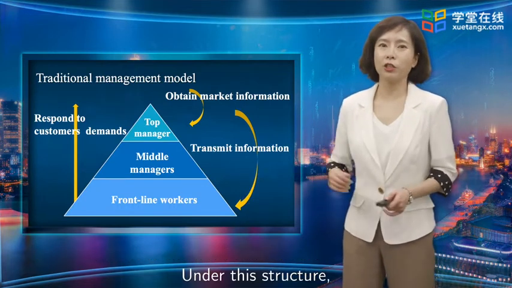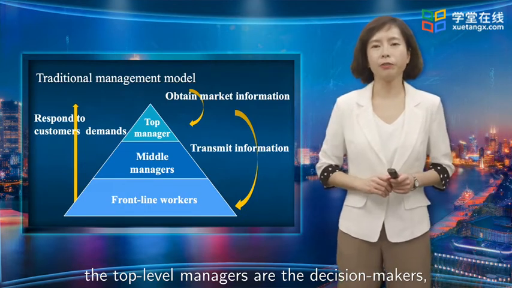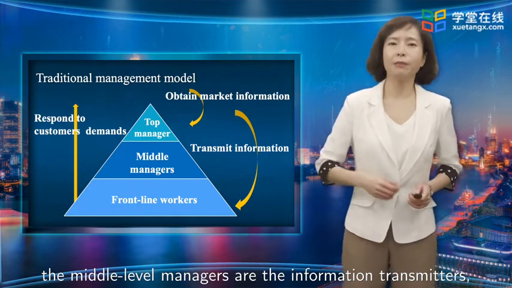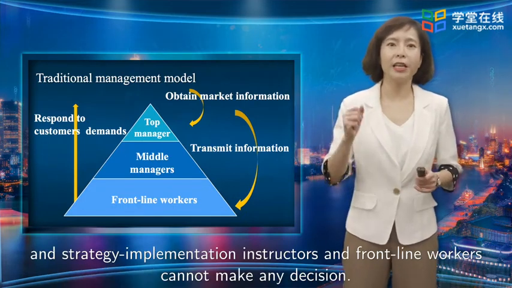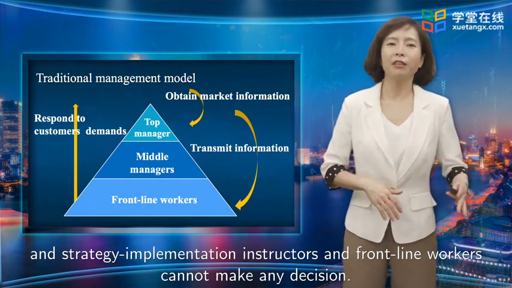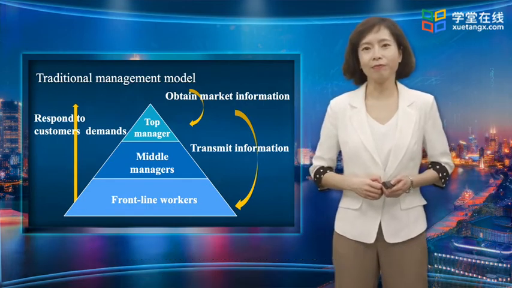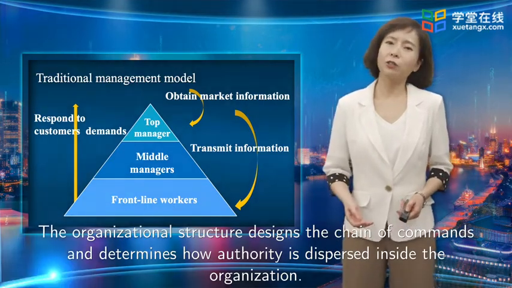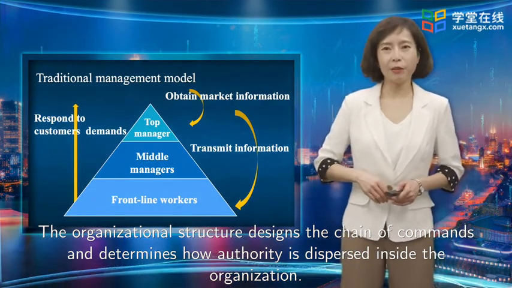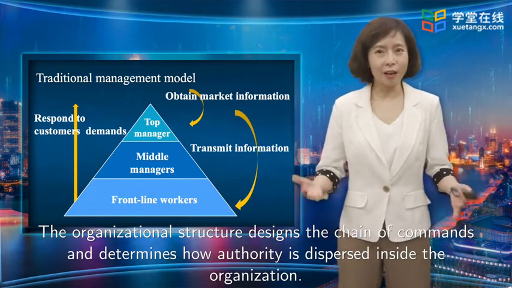Under this structure, the top-level managers are the decision makers. The middle-level managers are information transmitters and the strategy implementation instructors. And the front-line workers cannot make any decision. The organizational structure designs the chain of commands and determines how authority is dispersed inside the organization.